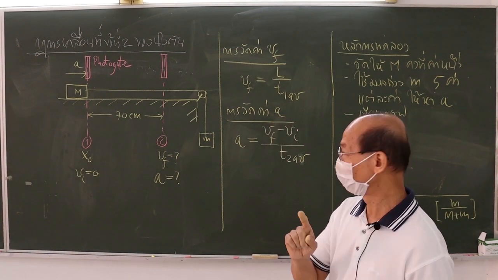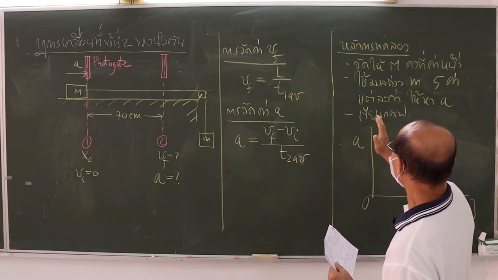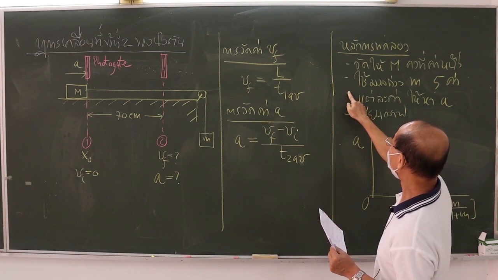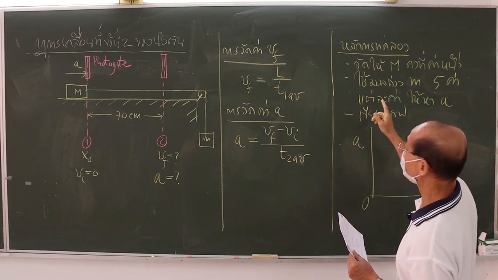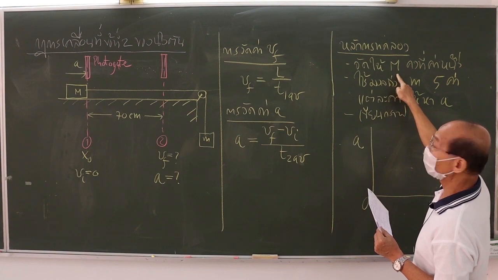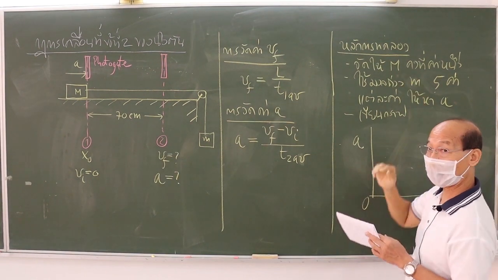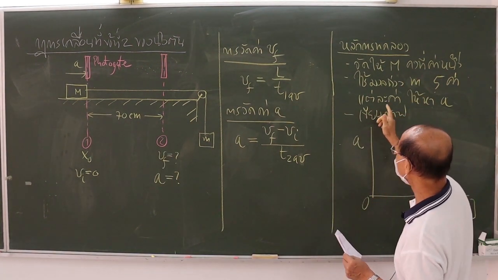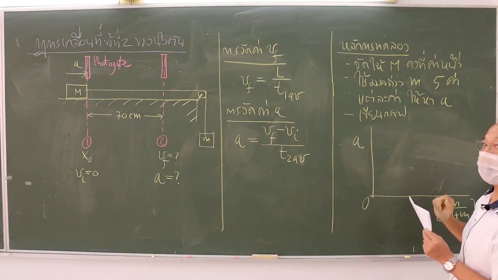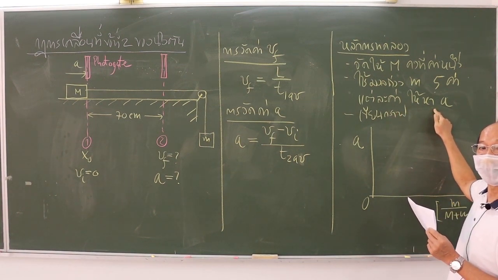Now, let's look at the details of our experiment. Remember the method that I explained in the first clip. We use a fixed value of mass capital M. For the hanging mass lower m, we use 4 to 5 values of m. And for each value of m, we do the experiment to measure the corresponding acceleration a.